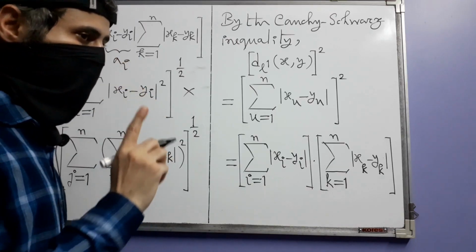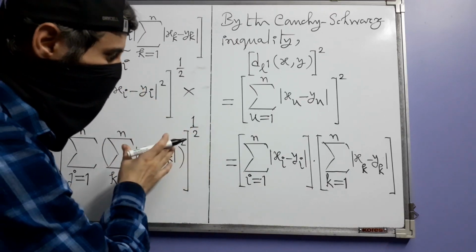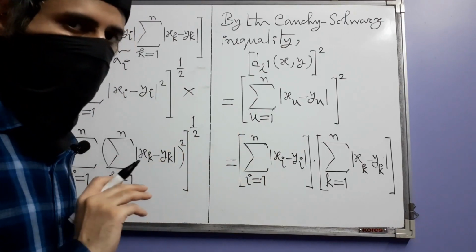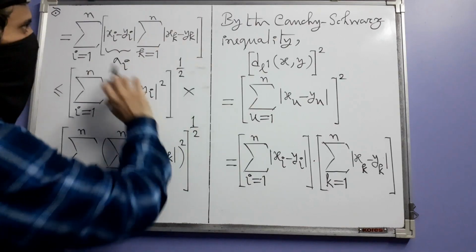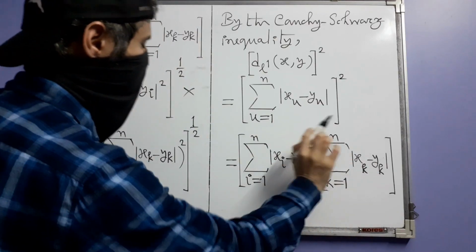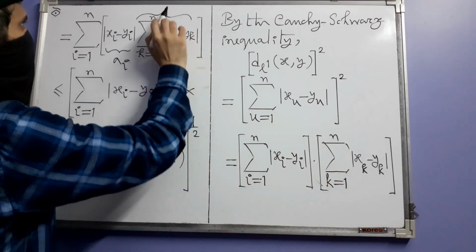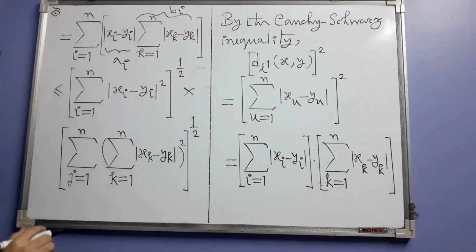See, in the beginning itself I said that in the list of all these a's and b's we may have repetition. In this case all the bi's are equal to this. So these are all my bi's.